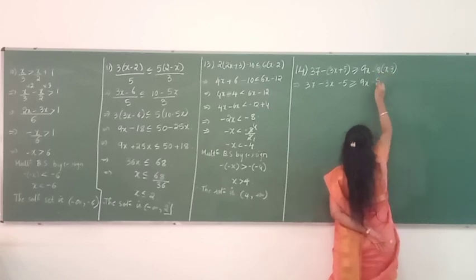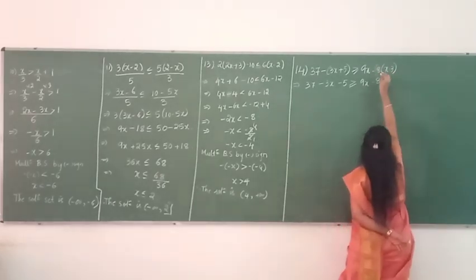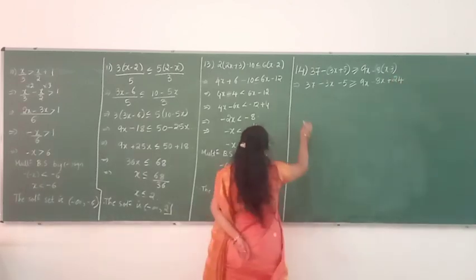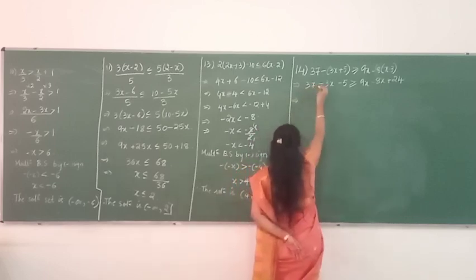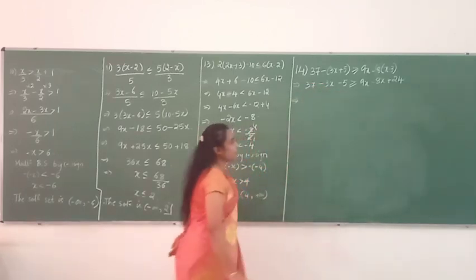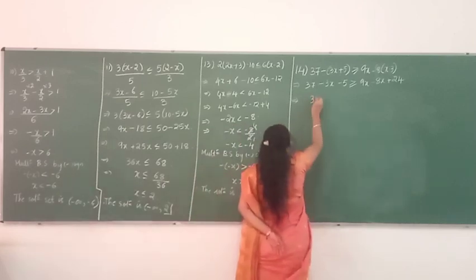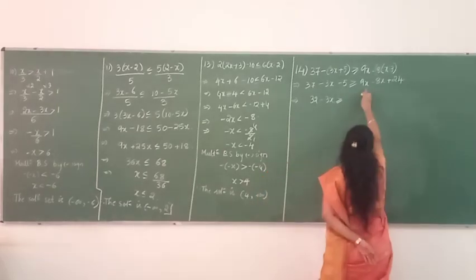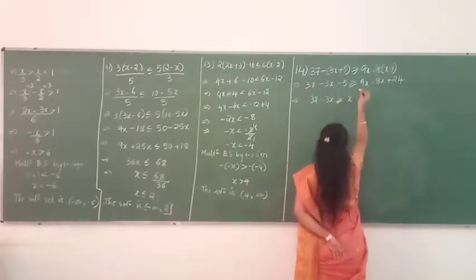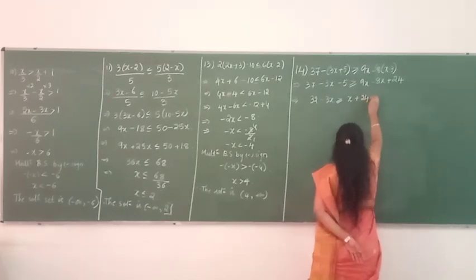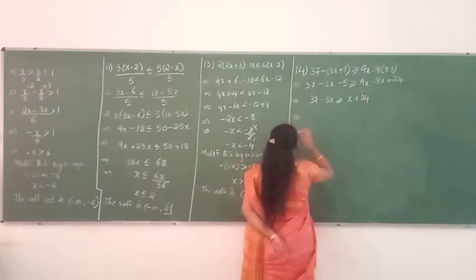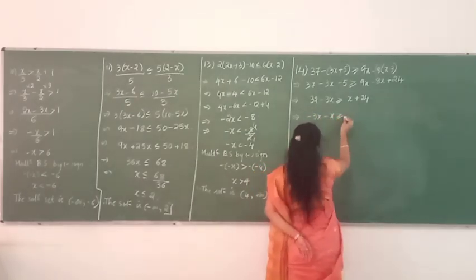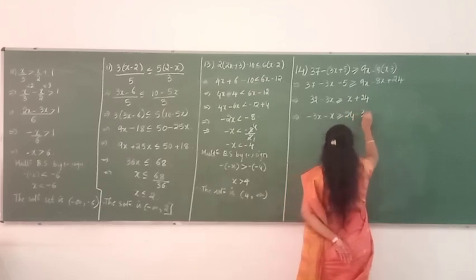So 8 into x is nothing but 8x, minus into minus is plus, 8 3s are 24. So here it is plus 37 and minus 5. So I think you will be getting here plus 32 minus 3x is greater than or equal to 9x minus 8x, we will be getting x plus 24. Now taking variables one side, so minus 3x minus x is greater than or equal to plus 24 minus 32.